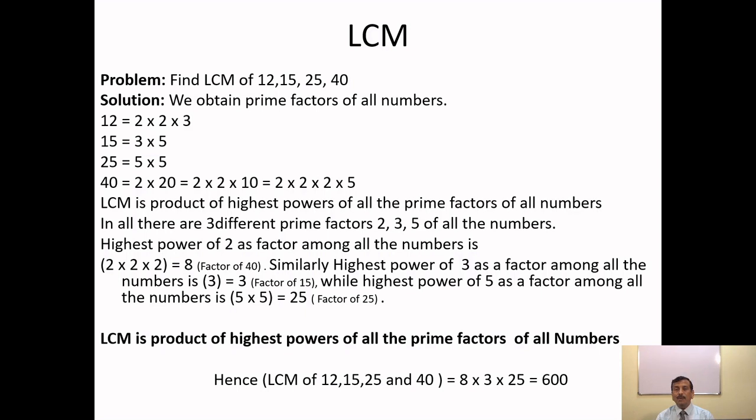So 2 to the power 3 is the highest power. 3 to the power 1 is the highest power. 5 to the power 2 is the highest power. And therefore we obtain LCM as 2 to the power 3, meaning 8, into 3 to the power 1, which is 3, into 5 to the power 2, which is 25. So 8 into 3 into 25 is 600. Let's proceed.